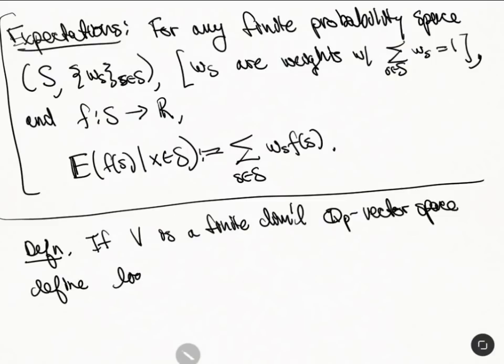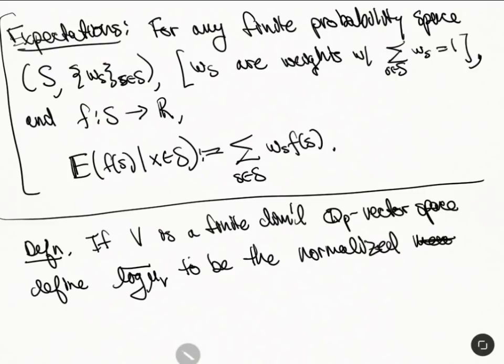log mu v bar to be the normalized Mochizuki log measure. I guess I should define the notion of a Mochizuki log measure. The normalized measure. I'm just going to say the words, and then I'll define what a Mochizuki log measure is. Maybe this isn't the best terminology, but whatever.